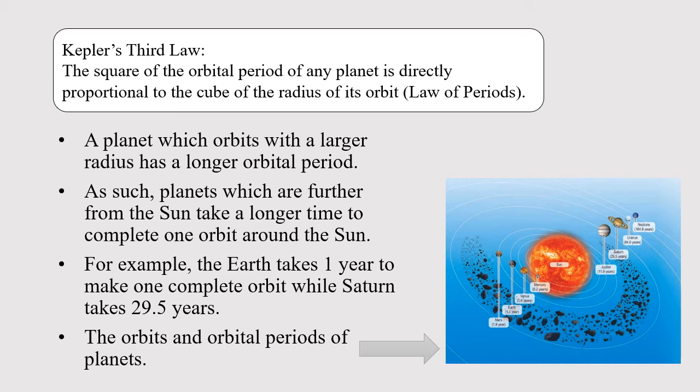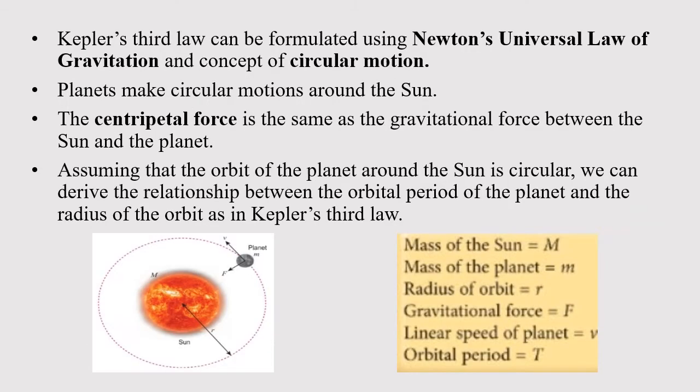For example, the Earth takes 1 year to make one complete orbit, while Saturn takes 29.5 years. The orbits and orbital periods of planets. You can refer to the picture. Kepler's third law can be formulated using Newton's universal law of gravitation and the concept of circular motion. Planets make circular motions around the Sun. The centripetal force is the same as the gravitational force between the Sun and the planet.